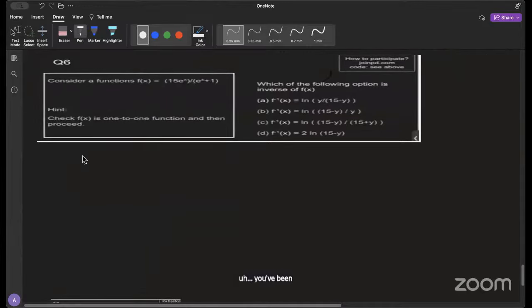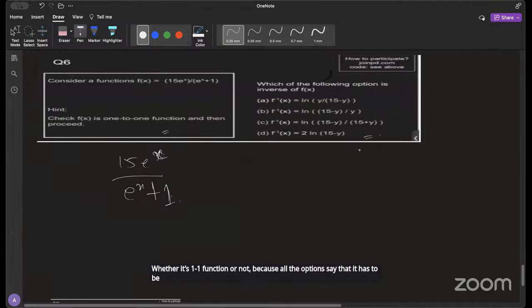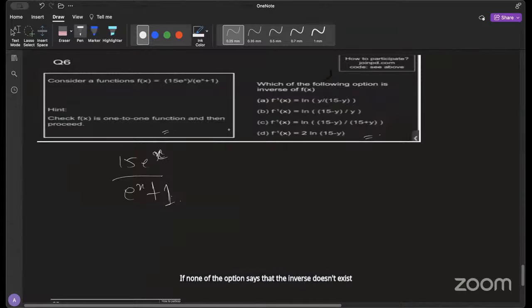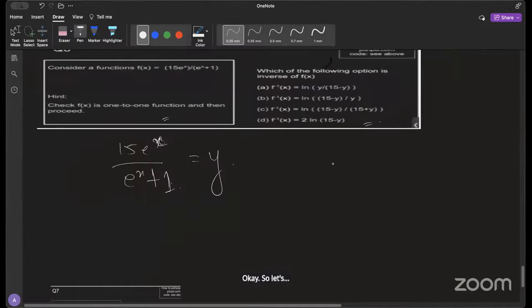You've been given a function 15 e to the power x by e to the power x plus 1. And if you've been asked to find the inverse, it's obviously a 1-1 function. Even though you've been given the hint to find whether it's 1-1 or not, because all the options say that it has to be a 1-1 function, right? If none of the options says that the inverse doesn't exist, that means it's a 1-1 function.